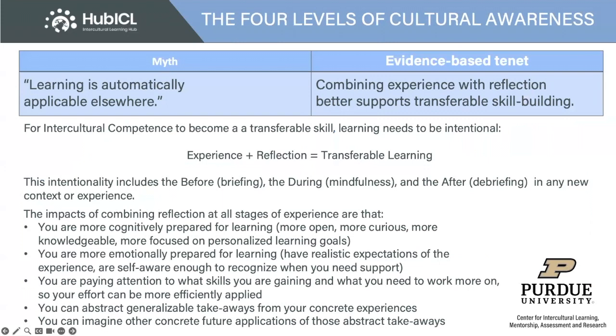And finally, that final myth of learning is automatically applicable elsewhere can be debunked through the evidence-based tenet that combining experience with reflection better supports transferable skill building. We can often think that intercultural competence is a skill to be mastered, and a stage-based approach can make it look like there is an arrival point. But intercultural competence is a lifelong learning journey, and learning how to adapt across difference in one context doesn't necessarily mean we'll automatically reach unconscious competence, that final stage of the levels, in a new context with a new set of differences.